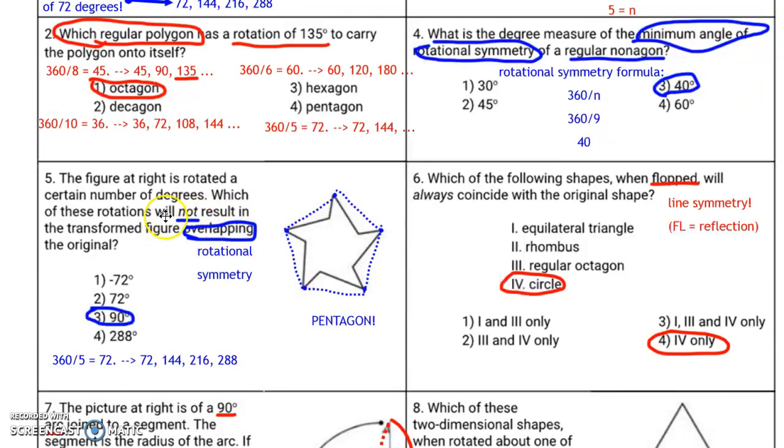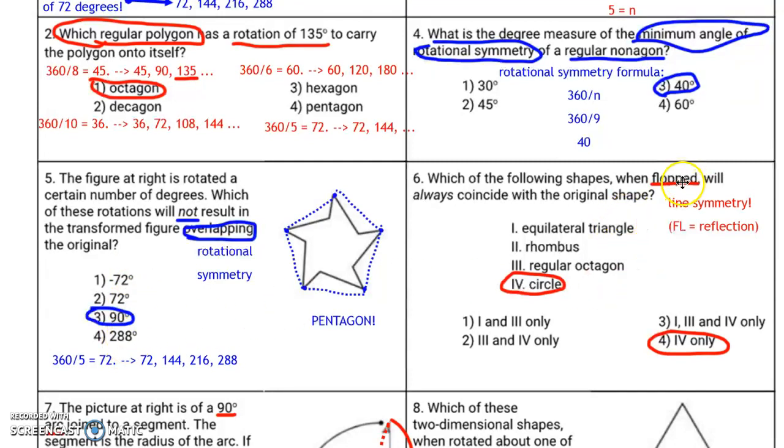We were looking for a rotation that does not make it overlap the original. So same thing as the previous problem, number 2. We found all the angles of rotation and we identified the one that wasn't it. Incidentally, negative 72 means rotating it backwards 72, which is very similar to rotating it forwards by 288.